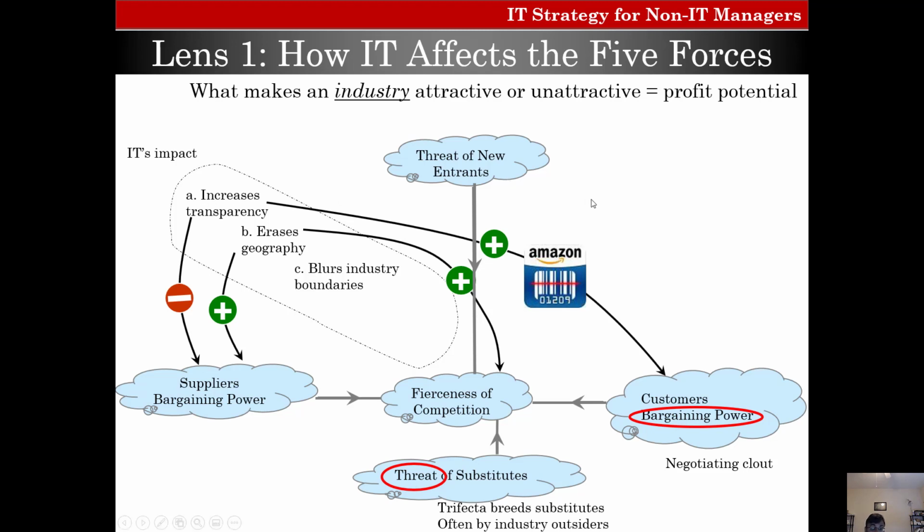It blurs industry boundaries. Let's take the example of AT&T. AT&T used to sell telephones and telephone services. Then they went into cell phones. And let's take Time Warner Cable. Time Warner Cable was in internet and they provided TV, and the two were completely different industries.